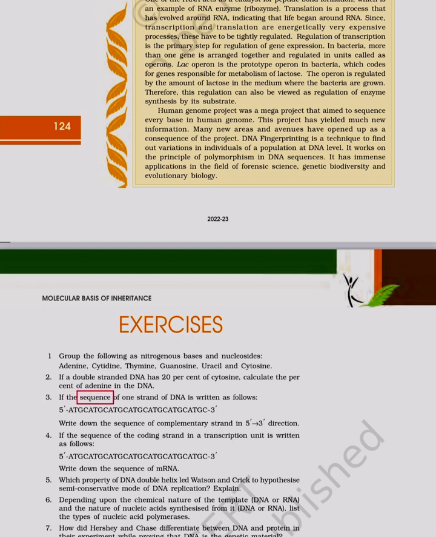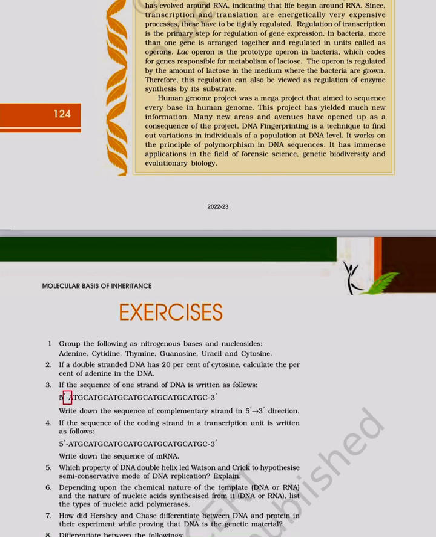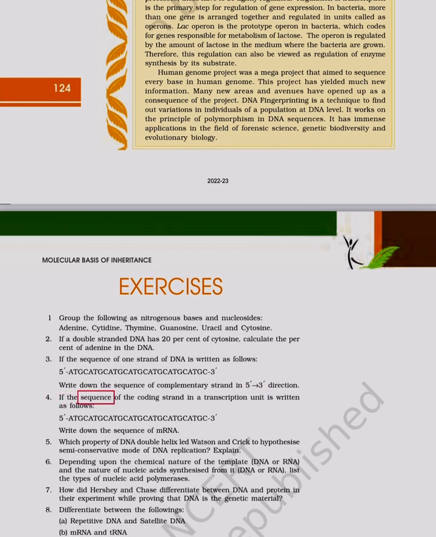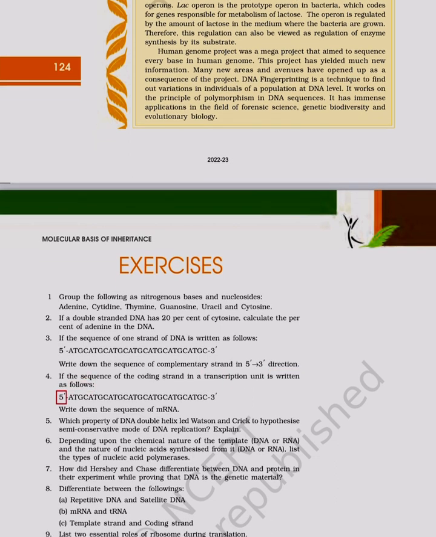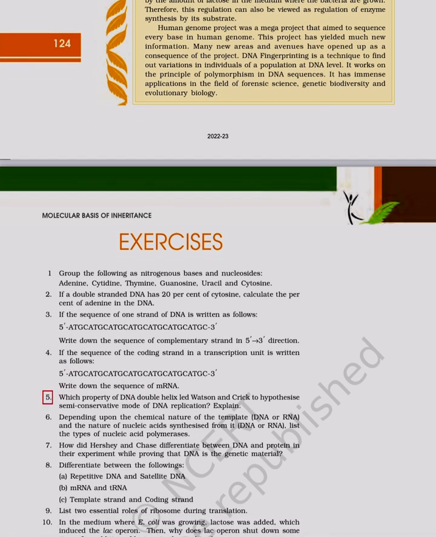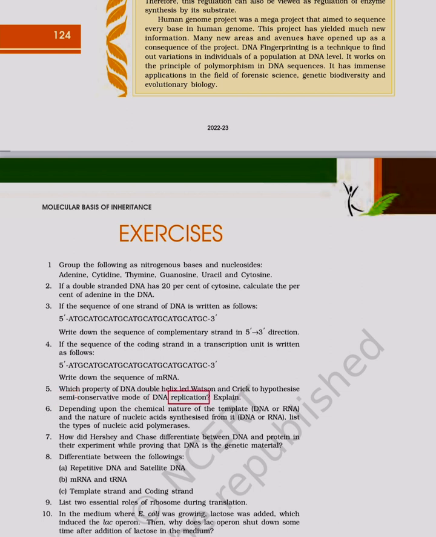3. If the sequence of one strand of DNA is written as follows: 5' ATGCATGCATGCATGCATGCATGCATGC 3'. Write down the sequence of the complementary strand in 5' to 3' direction. 4. If the sequence of the coding strand in a transcription unit is written as follows: 5' ATGCATGCATGCATGCATGCATGCATGC 3'. Write down the sequence of mRNA. 5. Which property of the DNA double helix led Watson and Crick to hypothesize semi-conservative mode of DNA replication?